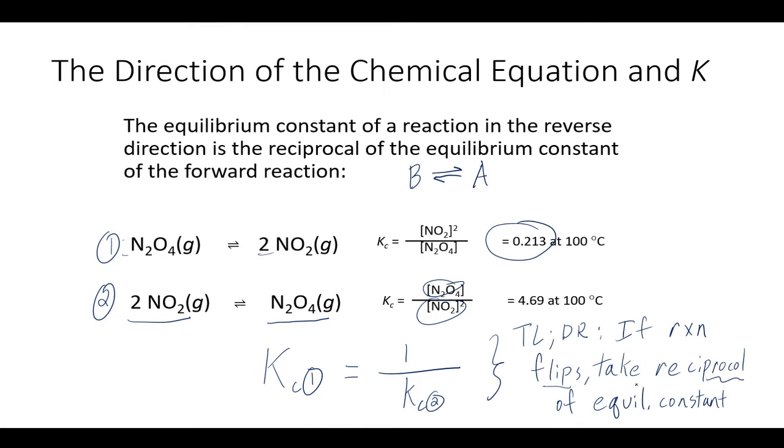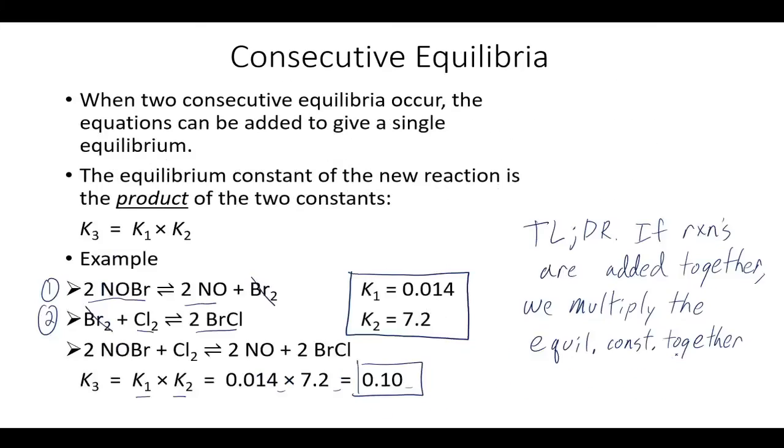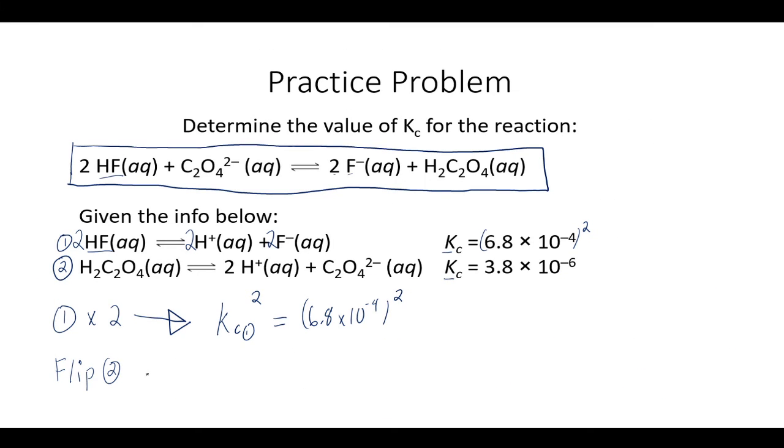If a reaction flips, take the reciprocal of the equilibrium constant. So I need to flip this, and I need to take Kc for reaction 2 and do 1 over that. So I'm going to take the reciprocal, which is this to the negative first power, or 1 over that number, to flip this reaction, to move the reactants to products and the products to reactants.